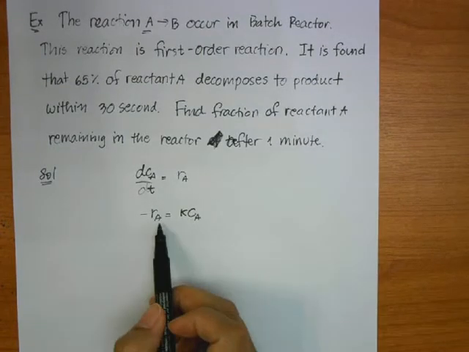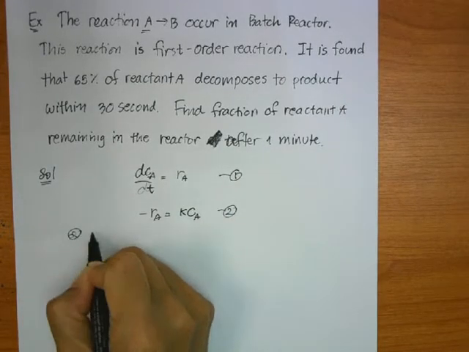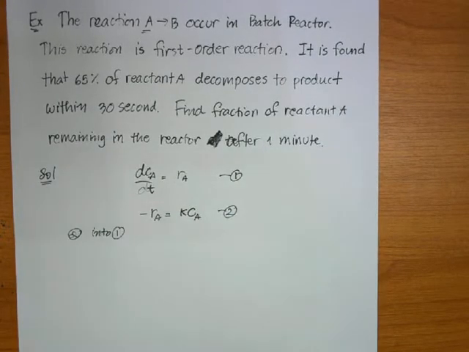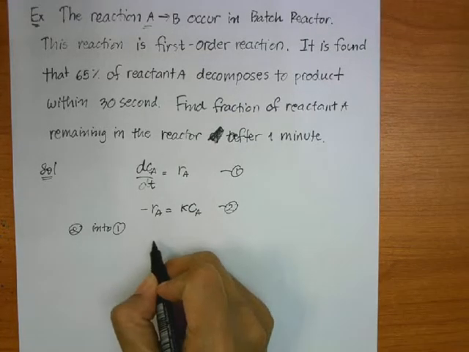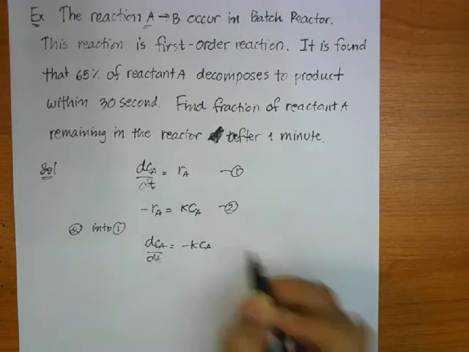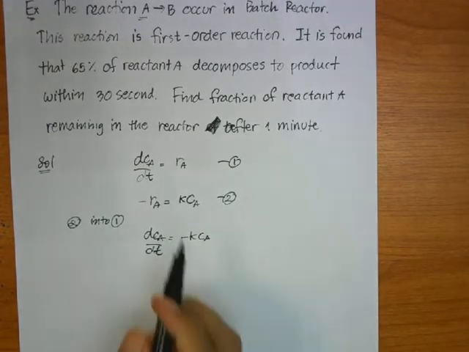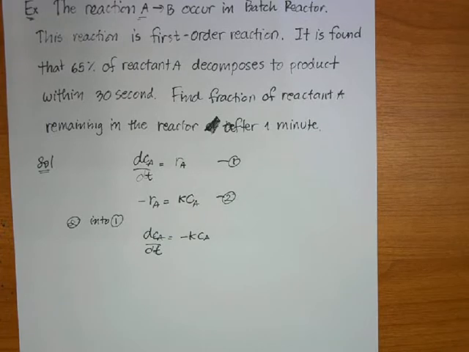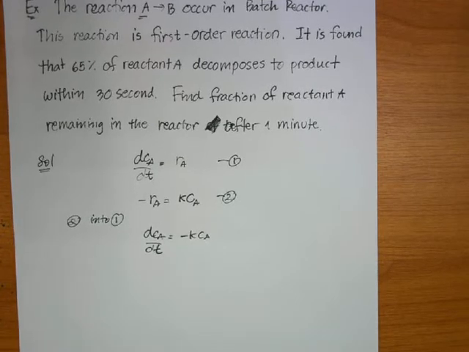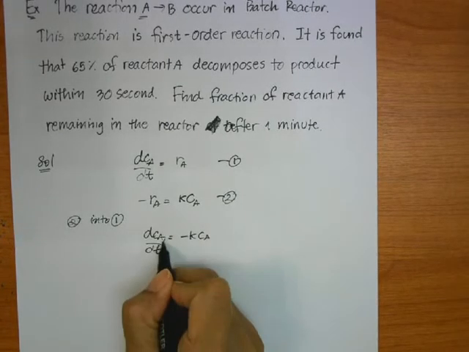So this is equation 1 and this is equation 2. Just plus 2 into 1, I would get dCA by dt is equal to minus K CA. The problem statement is asking us to find CA at the time of 1 minute. After the reaction occurs for 1 minute, what would be the amount of A which remains in the reactor? So that means we have to find this CA.